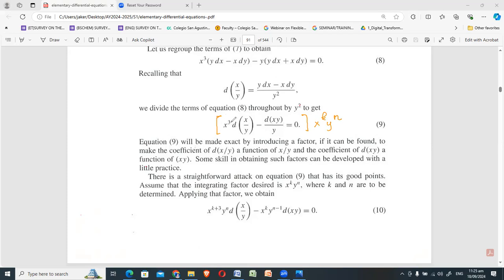So since you already have 3 here, that's the reason why you see here a k plus 3. And since you don't have any y there, so y raised to n, then just copy this one here. Same thing with this, x raised to k, so it was copied. And then your y here is already negative 1, so it should be combined with the n here. So you have y raised to n minus 1. D of xy: you copy only the partial differentials. Still, you do not know the very important k and n.